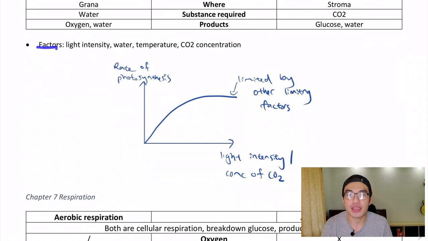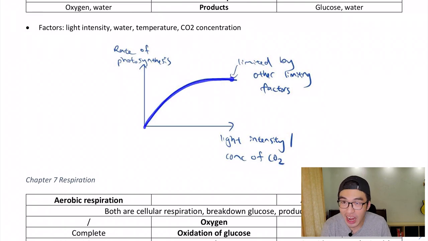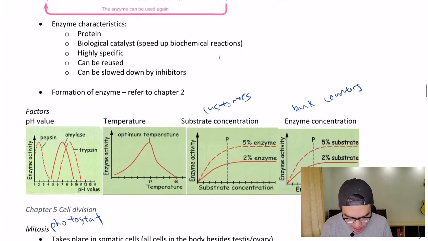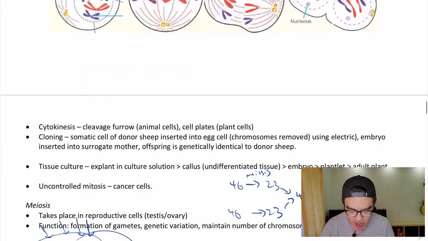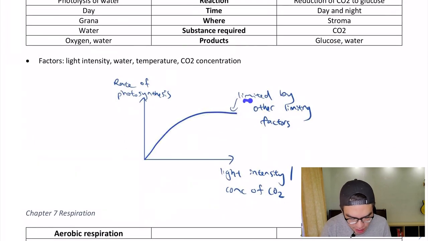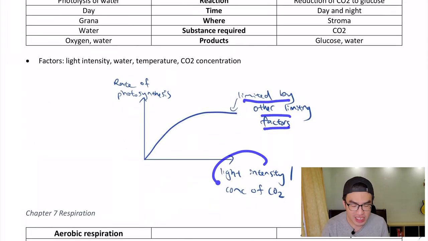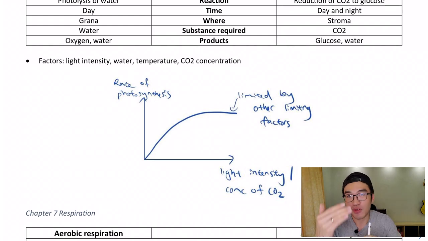And the factors affecting photosynthesis will be light intensity, water, temperature, and concentration of carbon dioxide. Your light intensity and concentration of carbon dioxide, it's also the same graph as your substrate concentration and enzyme concentration. Means they will limit each other. Remember what is the limiting factor I said just now? Okay, like I said here, limited by other limiting factor. If my light intensity is too high, it's not going to increase your photosynthesis too much because the carbon dioxide is limited now. Okay, and the other way around.